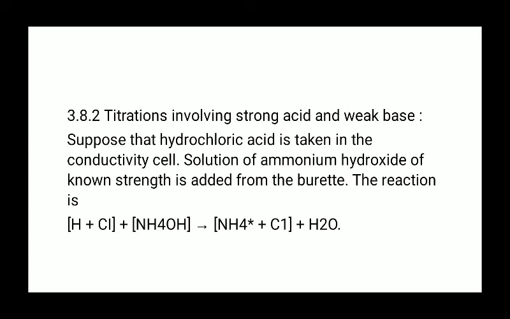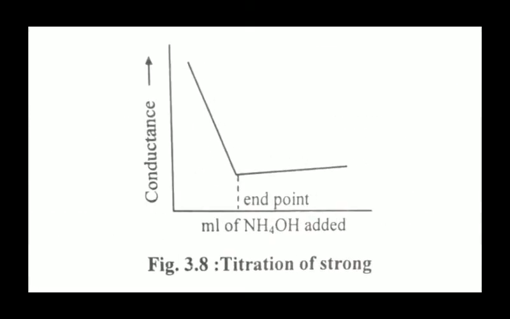Now consider the titration between a strong acid and a weak base. Suppose the hydrochloric acid is taken in the conductivity cell. Solution of ammonium hydroxide of known strength is added from the burette. The reaction may be HCl plus ammonium hydroxide gives NH4Cl and water. The nature of the graph for the titration involving a strong acid and a weak base is shown here.